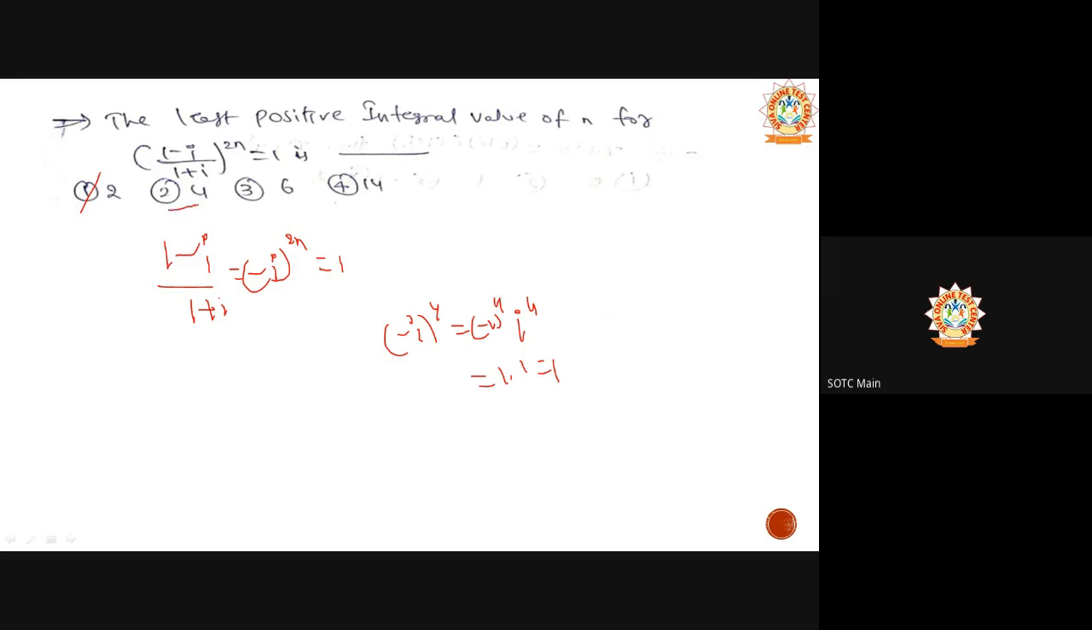Even if you substitute 4, the answer is the same, because 2 into 4, 8, is a multiple of 4. Next, if you take 6, it will also work. 2 into 6, that is 12, multiple of 4. Next, if you take 14, 2 into 14 is 28, a multiple of 4. In all cases it will be satisfying. But the case is least positive integral. Clear? Okay, sir.